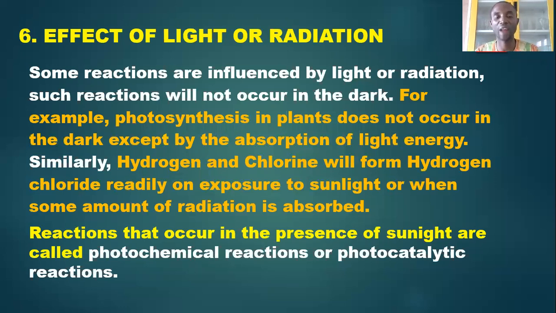The next one is effect of light or radiation. Light influences the rate of chemical reaction. Some reactions are influenced by light or radiation, and such reactions will not occur in the dark. Something like photosynthesis in plants does not occur in the dark except when it absorbs light energy. So in that case, light is needed. A reaction that wouldn't have happened in the dark will happen when there is light. So hydrogen and chlorine will form hydrogen chloride readily on exposure to sunlight, or when some amount of radiation is absorbed. Reactions that occur in the presence of light are called photochemical reactions or photocatalytic reactions because light is needed or light is being supplied.